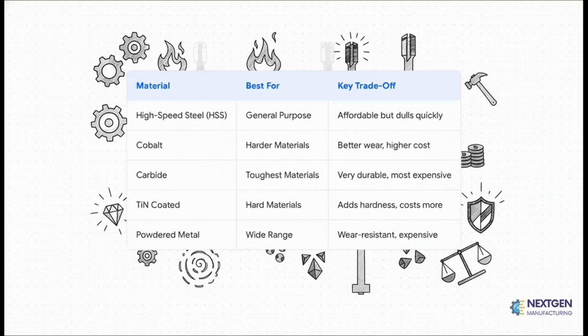Your basic, affordable all-rounder is high-speed steel, or HSS. But if you need to work with tougher metals, you'll step up to Cobalt for better heat and wear resistance. Now, for the most demanding, high-volume production jobs, you're looking at Carbide. It's incredibly durable, but it's also the most expensive. And then you get into advanced stuff, like TiN coatings that add extra hardness, or powdered metals which give you this great balance of performance and long life.